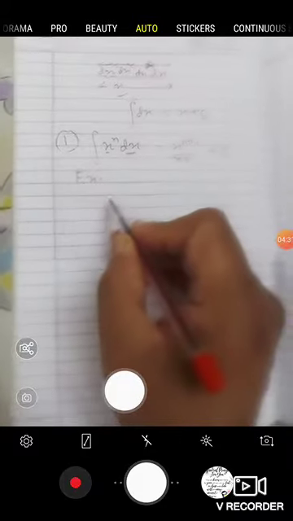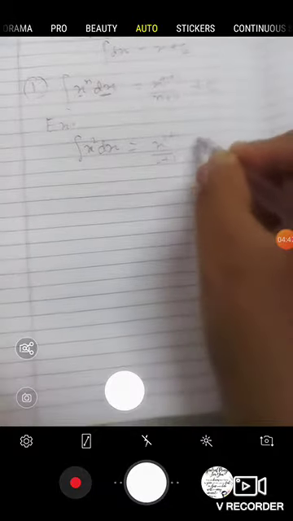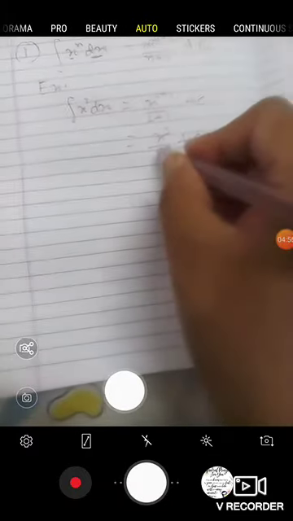I will take one example. Suppose in this example I have chosen integrate x square dx. So I will use the basic formula, x to the power n plus 1 divided by n plus 1. What I will write here: answer as x to the power 2 plus 1 divided by 2 plus 1, plus c. So my answer will come as x cube by 3 plus a constant c. Again the constant is coming because there are no limits.